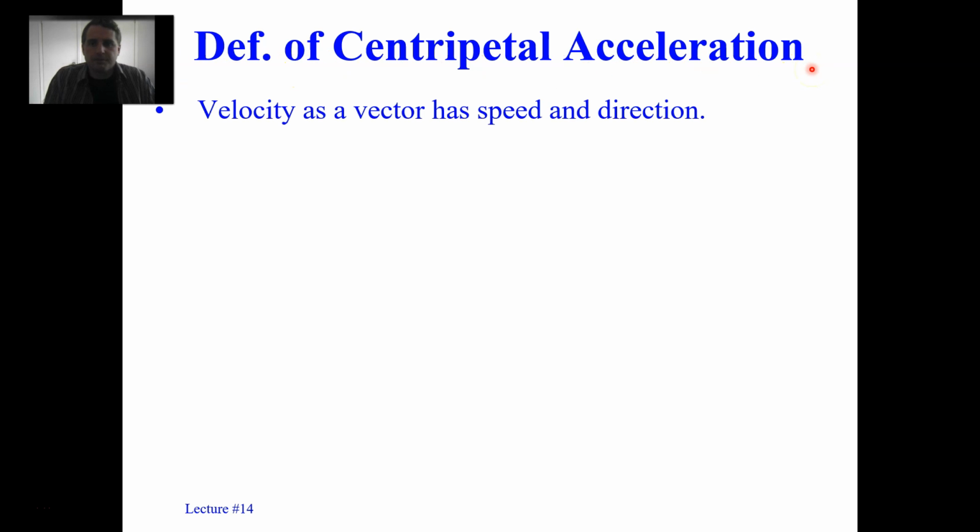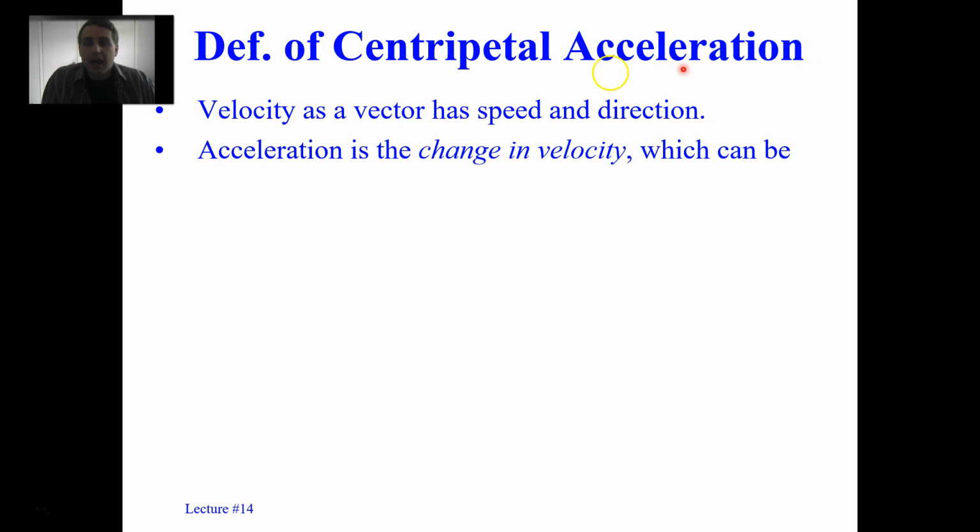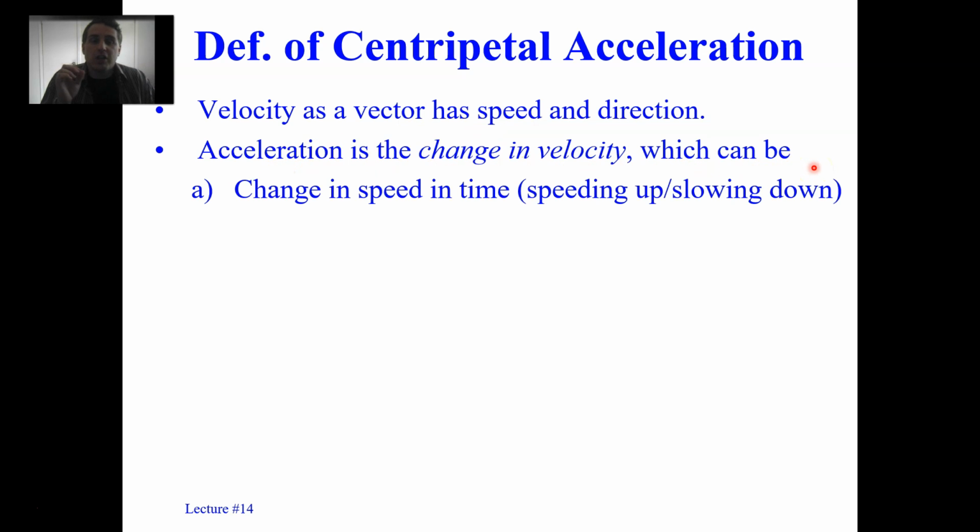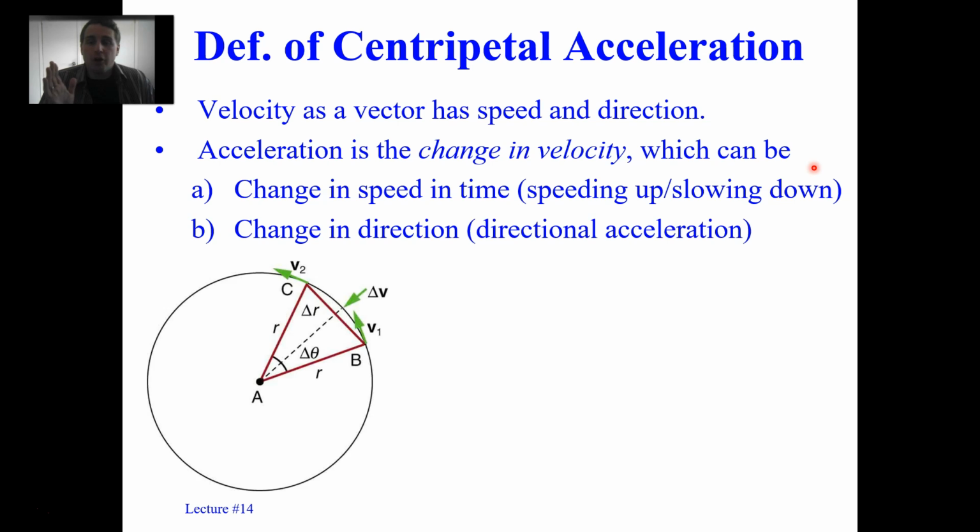Let's first define centripetal acceleration. Velocity is a vector which has both speed and direction. Acceleration is the change in velocity, which can be a change in speed in time, that is, speeding up or slowing down. But acceleration can also be a change in direction, directional acceleration.